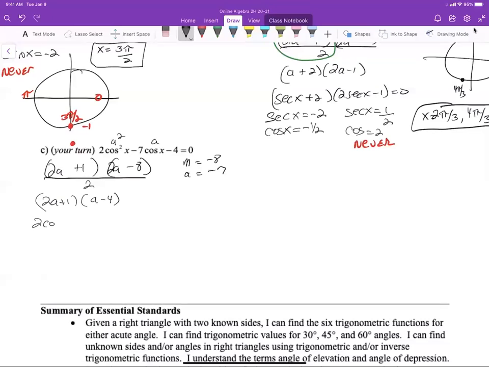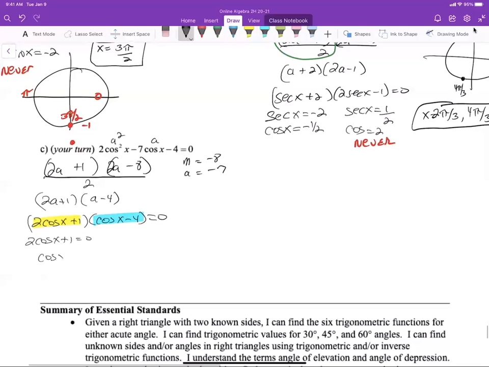I'm going to plug in what a is, which is cosine. So 2 cosine of x plus 1 times cosine of x minus 4, and all of that is equal to 0. Either this equals 0 or that equals 0. We're going to set those equal to 0 and solve. So 2 cosine x plus 1 equals 0. I'm going to solve that and find cosine of x is equal to -1/2. Then I'm going to solve the next one, which is cosine of x equals 4.